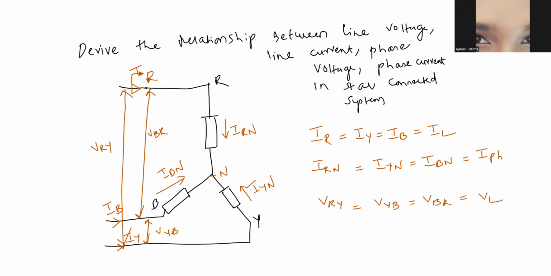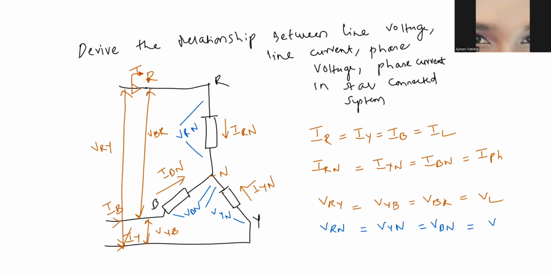Next, I'm going to write phase voltage. I'll change the color for that. So this is VRN. When I say phase, it will have neutral. So this is VYN, and this is VBN. These are the three phase voltages. So I'll write VRN is equal to VYN is equal to VBN, that is equal to V phase.